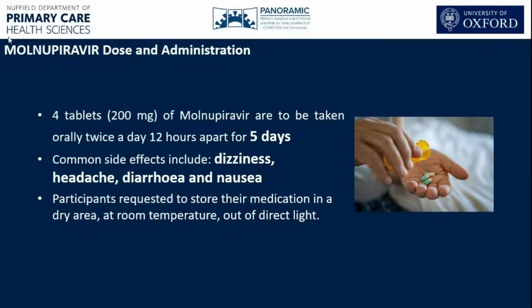So looking at the dose and administration. As molnupiravir is a new treatment for COVID, the most effective dose is still unknown. But for the PANORAMIC trial, we'll be asking participants to take 4 200mg capsules, so 800mg in total, orally twice a day for 5 days. Common side effects of the drug include dizziness, headaches, diarrhea and nausea, which will be closely monitored by the clinical team.